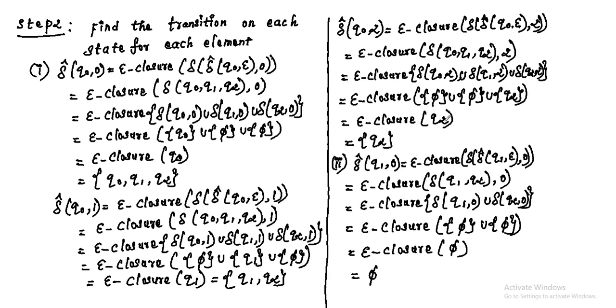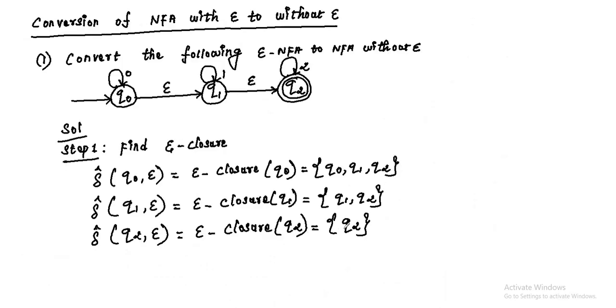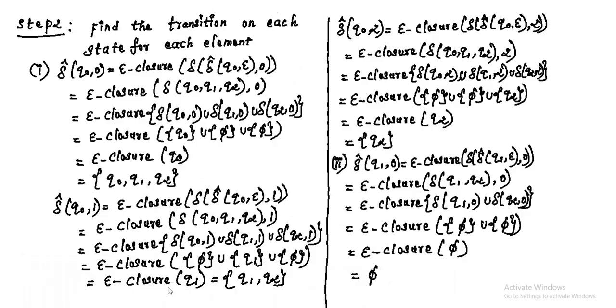So epsilon closure of q2 we already found in the first step. Epsilon closure of q2 is q2. Here you write q2. So we have done the q0 part, and the next state is q1, and apply all the inputs 0, 1, 2. Similarly, the next state is q2.